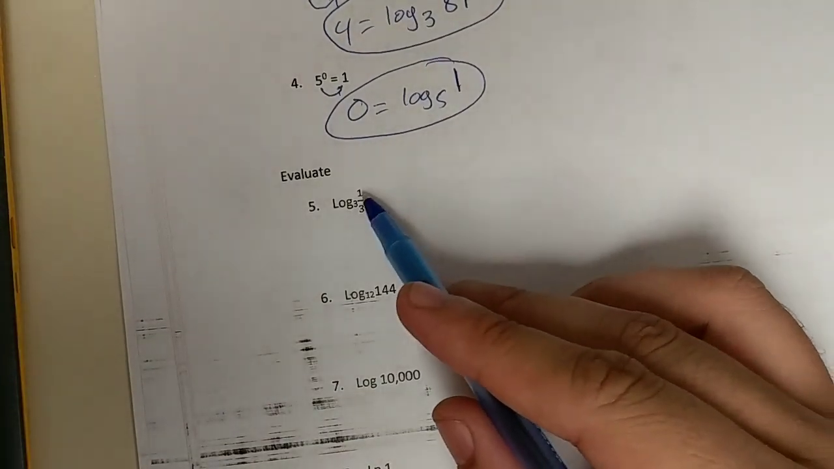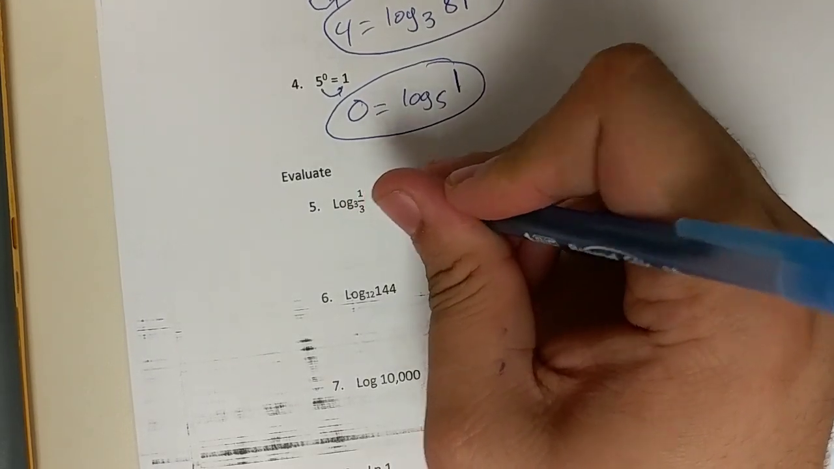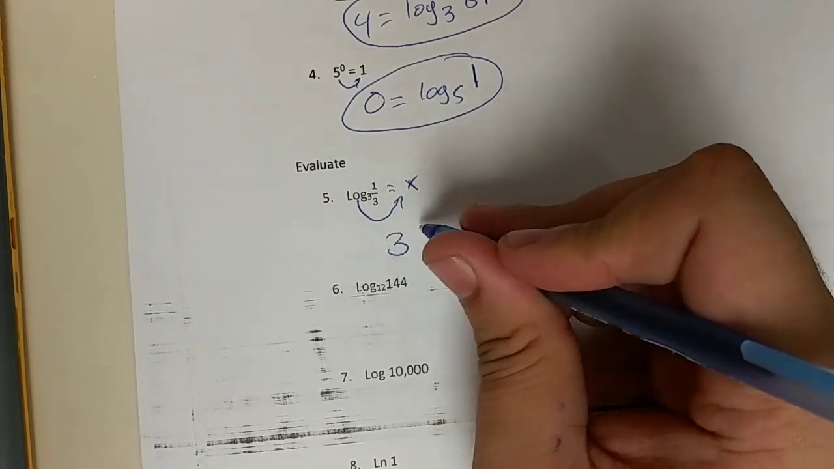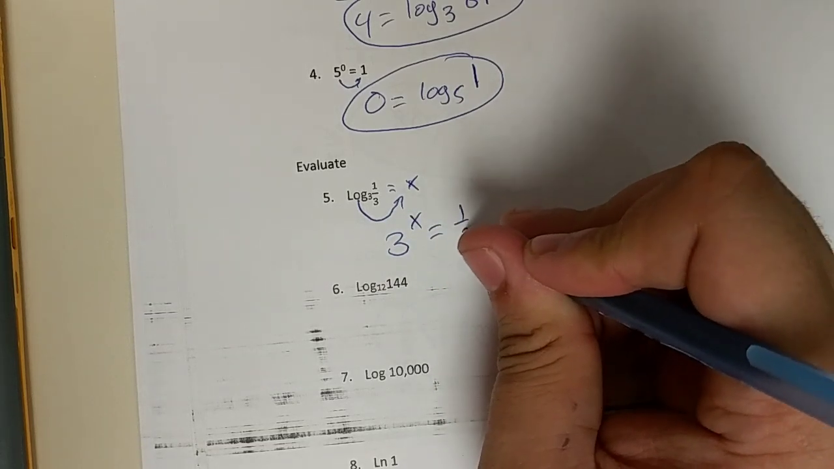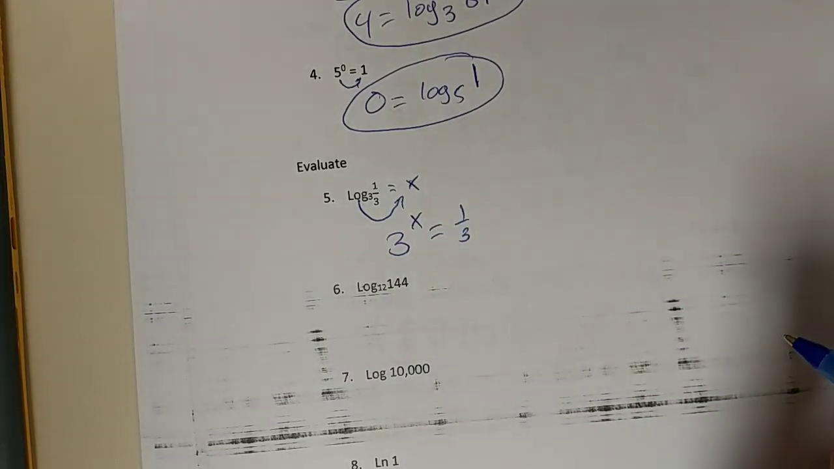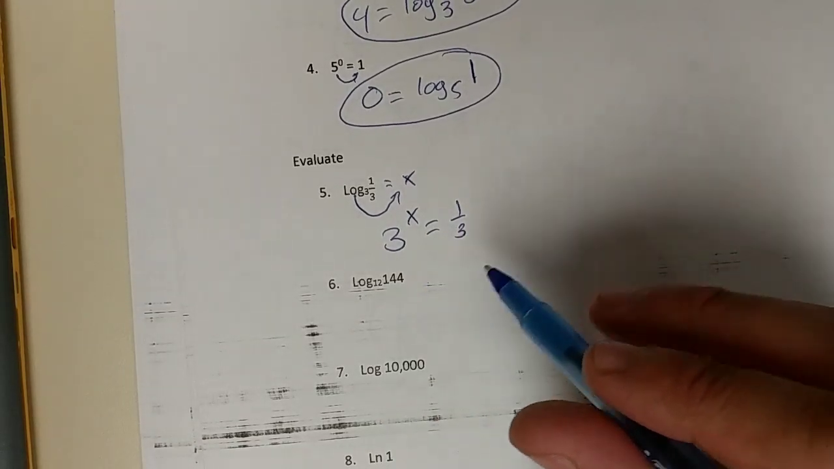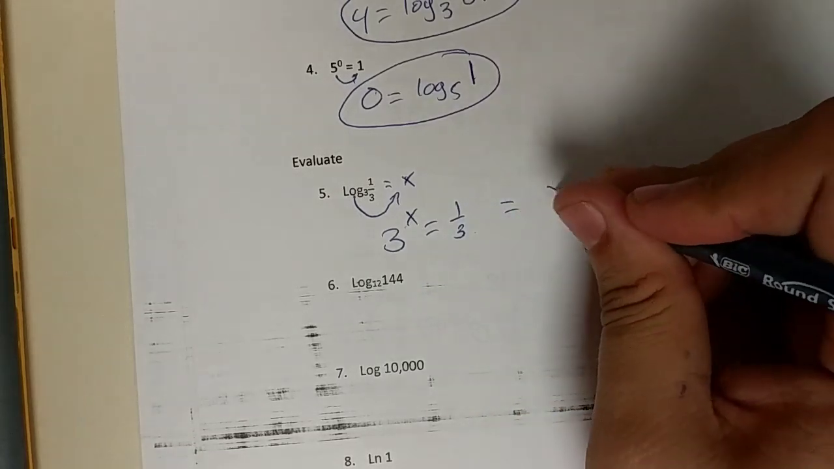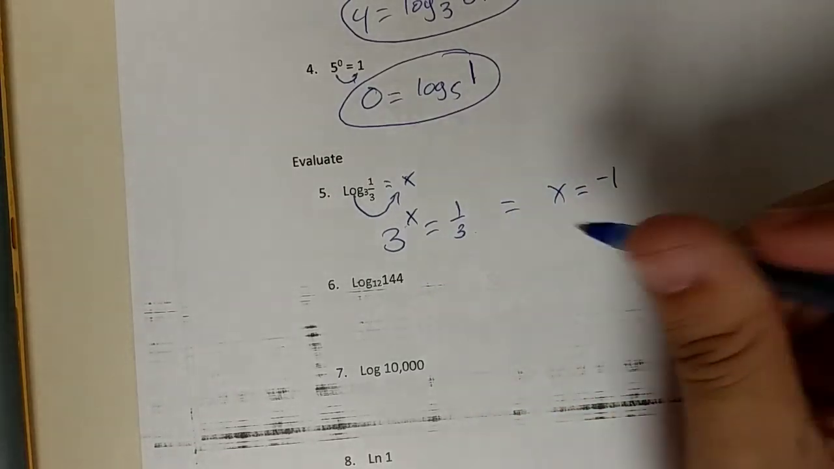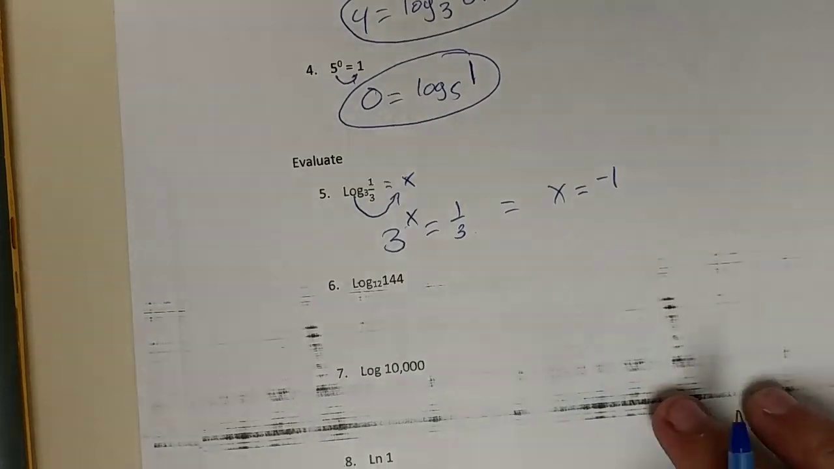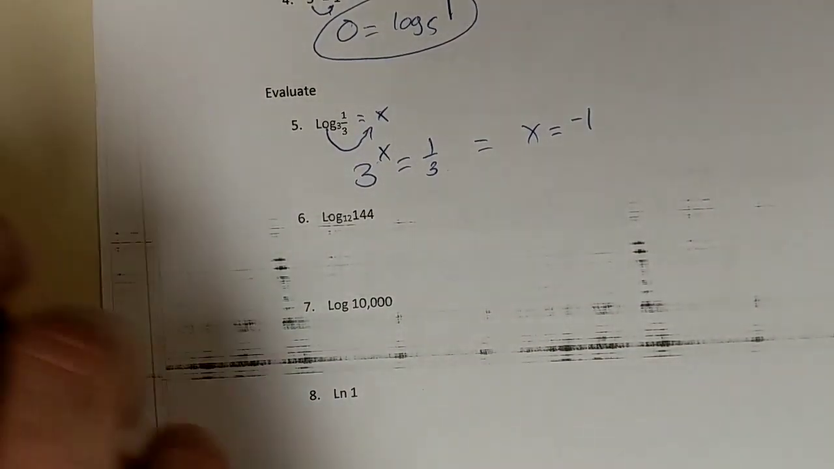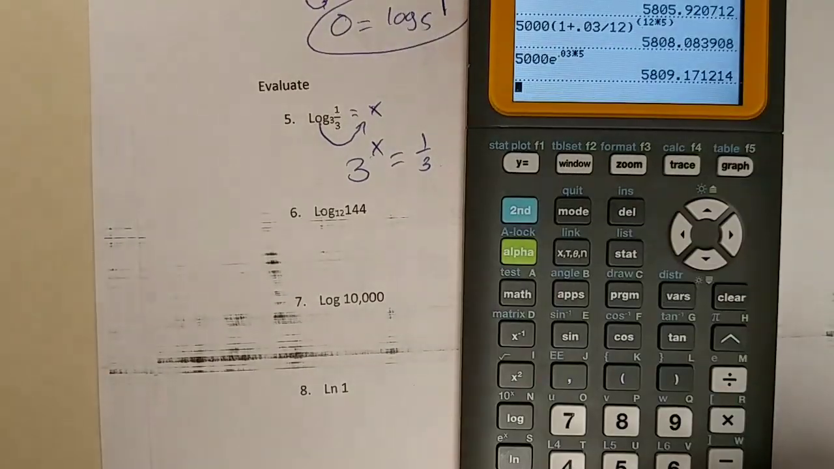Evaluate. So how do I evaluate this thing? I'm going to set it equal to x, let's say. And I'm going to take this thing and bring it over here. So I have 3 to the x equals 1/3. How do I solve that? Well, I have to think. 1/3, that's me moving it down. So x must equal negative 1 because I'm moving it down a fraction. But let's say, God forbid, you didn't see that clearly. We've got the calculator for us.